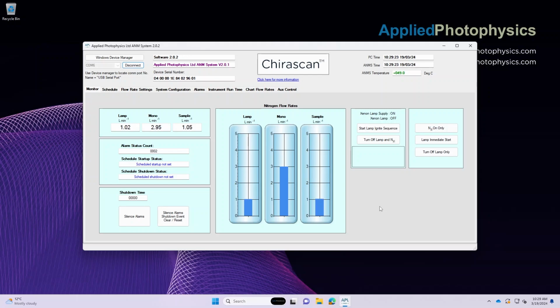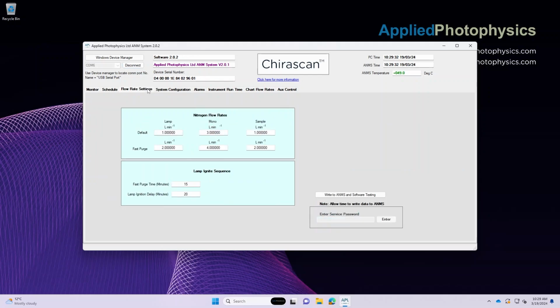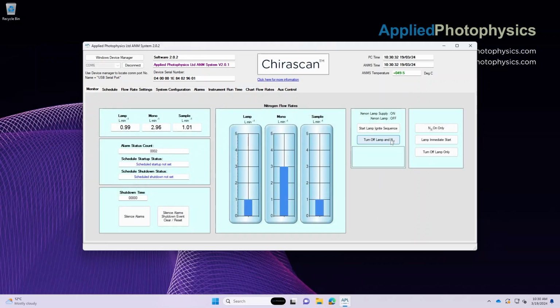By default, the nitrogen flows at 1 liter per minute through the lamp housing and the sample chamber, and at 3 liters per minute through the monochromator. This makes a total flow rate of 5 liters per minute. Flow rates can be adjusted individually if required. Controls allow switching on and off nitrogen flow. The startup procedure can be initiated at the click of a button.